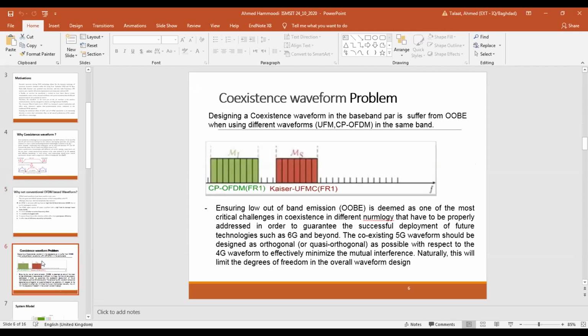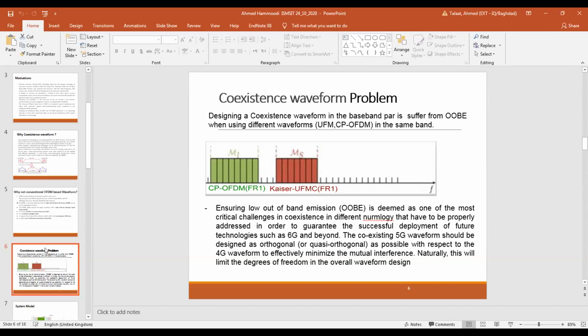The coexistence waveform problem: when we use CP-OFDM as the 4G system with the 5G system, UFMC will interfere with the other waveform. Out-of-band emission is one of the most critical challenges in the coexistence of different numerologies that have to be properly addressed in order to guarantee the successful deployment of future technologies such as 6G and beyond. Also, the coexisting 5G waveform should be designed to be as orthogonal or quasi-orthogonal as possible with respect to the 4G waveform, to minimize the mutual interference.